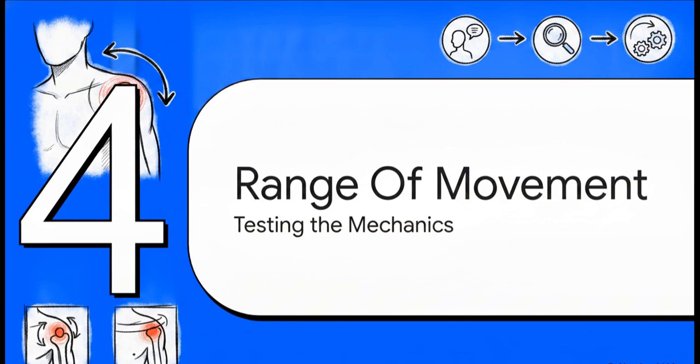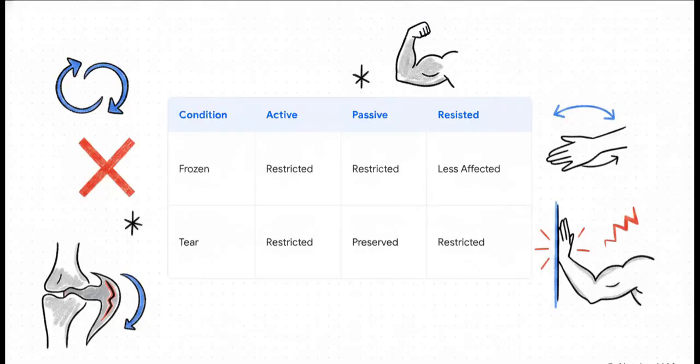It is time for our second major clue, putting the shoulder through physical movement tests to see exactly how it reacts. When we test the shoulder mechanics, a profound difference emerges. For a frozen shoulder, both active and passive range of motion are highly restricted. But with a rotator cuff tear, while the active range is restricted due to that weakness we talked about, the passive range of motion is actually preserved.